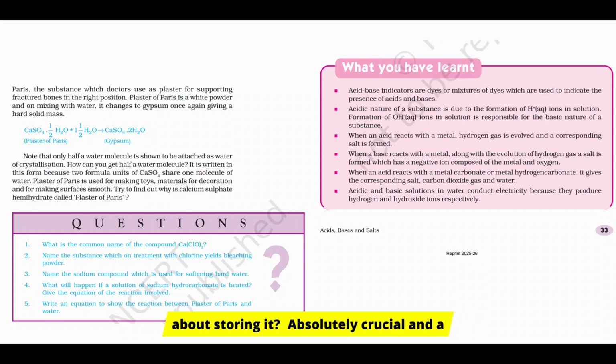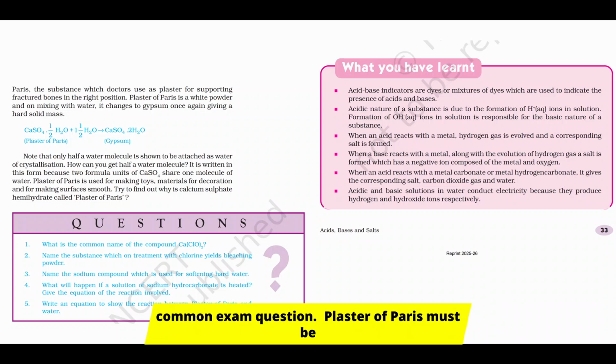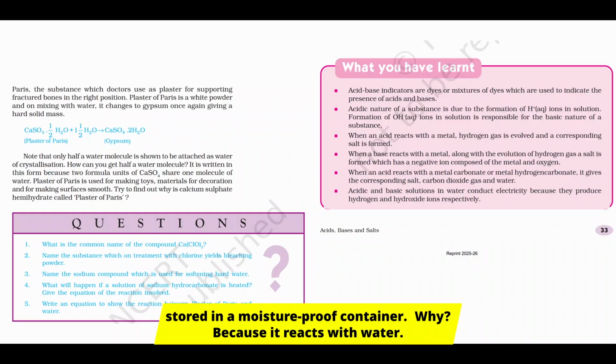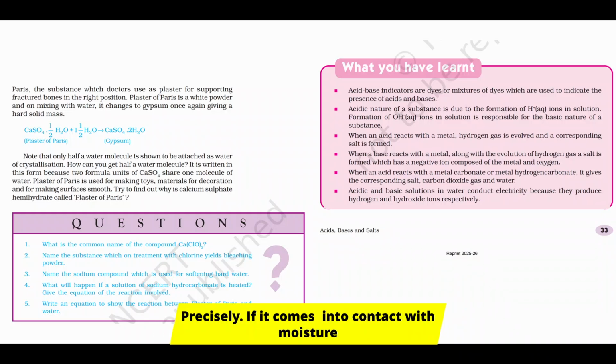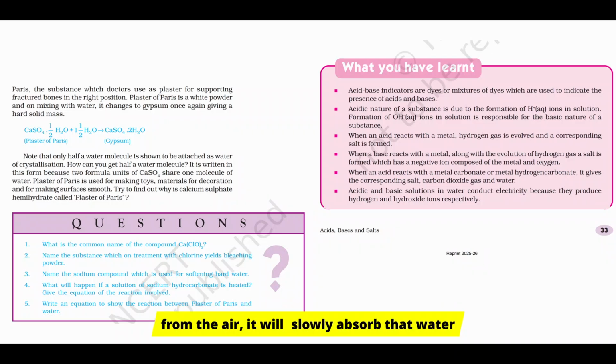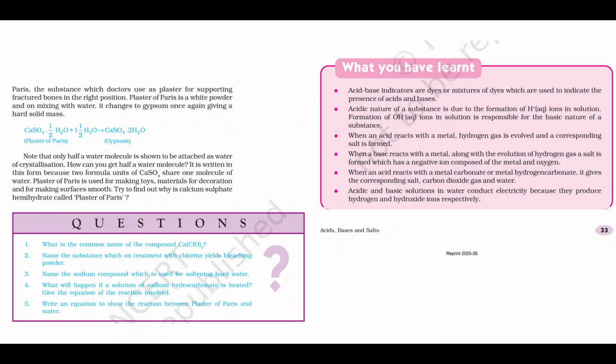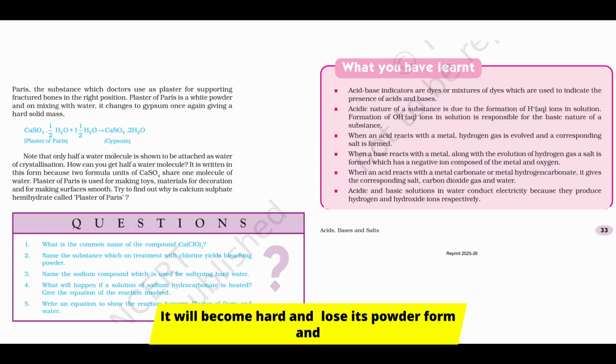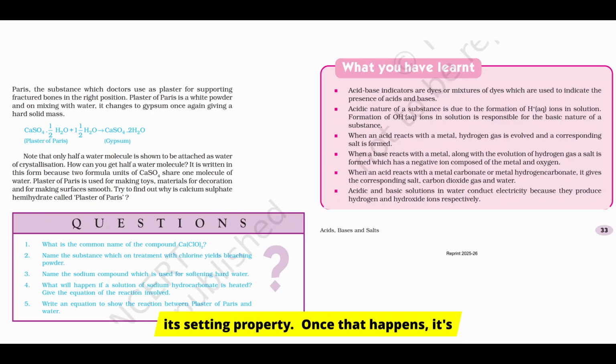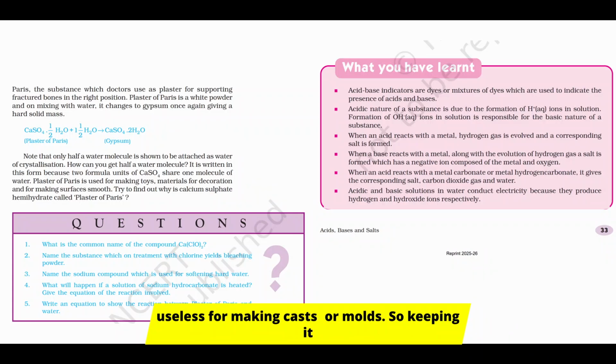Okay, very useful. Is there anything important about storing it? Absolutely crucial, and a common exam question. Plaster of Paris must be stored in a moisture-proof container. Why? Because it reacts with water. Precisely. If it comes into contact with moisture from the air, it will slowly absorb that water and prematurely begin setting back into gypsum. It will become hard and lose its powder form and its setting property. Once that happens, it's useless for making casts or molds. So keeping it absolutely dry is essential to maintain its utility.